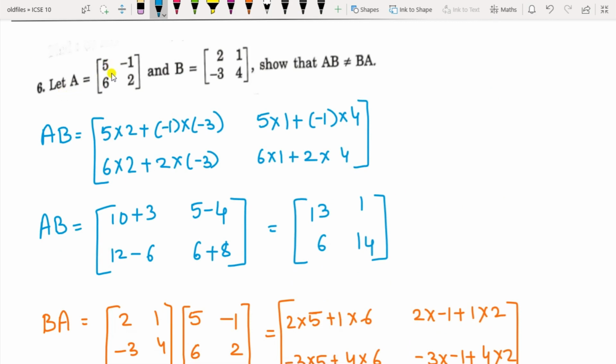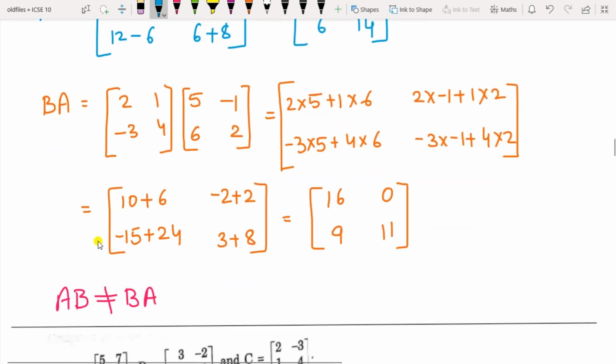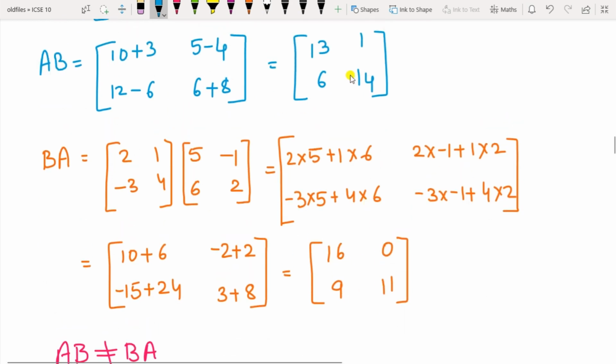Let A equal to 5, 6, minus 1, 2 and B equal to 2, minus 3, 1 and 4. Show that AB is not equal to BA. So you have to find the product of AB here. Same process. Do the process here. This is the AB matrix: 13, 1, 6 and 14 is the product AB. Then find BA. So this is the matrix for BA. It is 16, 0, 9 and 11. So you can see that AB is not equal to BA and hence proved.